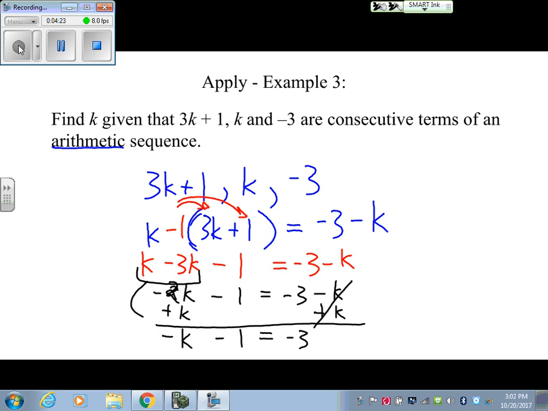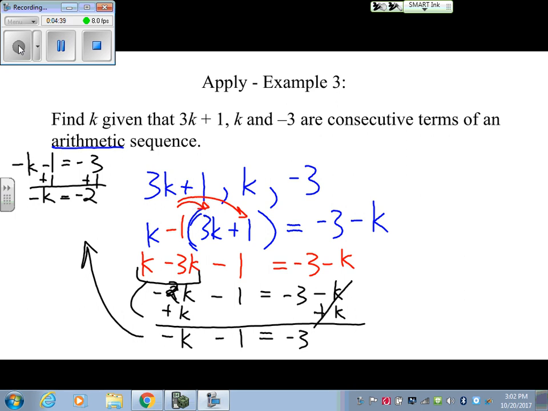My last step, and I'm going to have to do my work over here, is to get k all alone. So let me copy over what I had. -k minus 1 equals -3. Add the 1 to both sides, and I end up with -k is equal to -2.